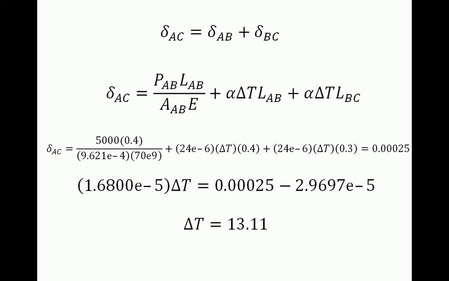And so when we solve for delta T, it comes out to be 13.1 degrees C. Since the problem asks at what temperature the gap closes, we have to add the 15 degree starting temperature plus the 13.1 that we just found for delta T. And so at a temperature of 28.1 degrees C, that's when the gap closes. So at any temperature above that, we will start to develop compressive stresses on the right side of the bar. Anything less than 28 degrees, we don't.